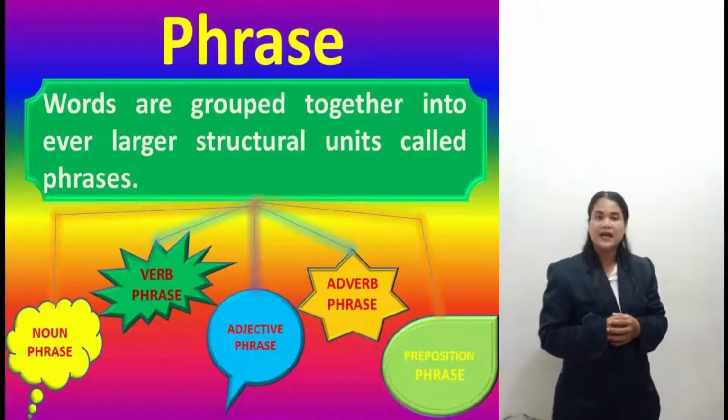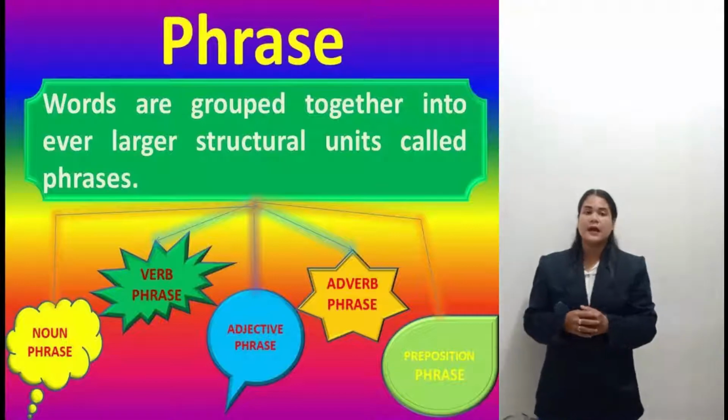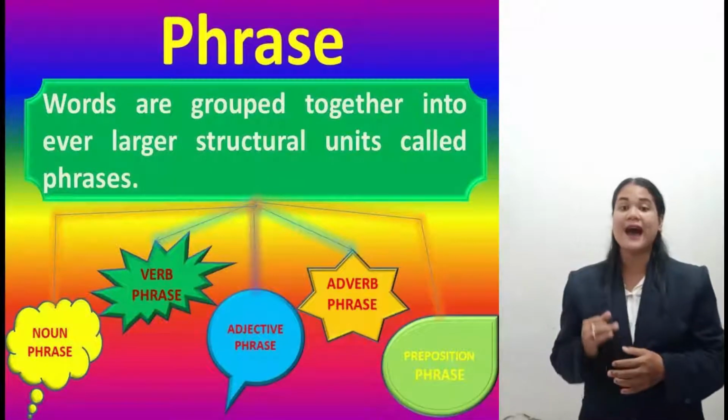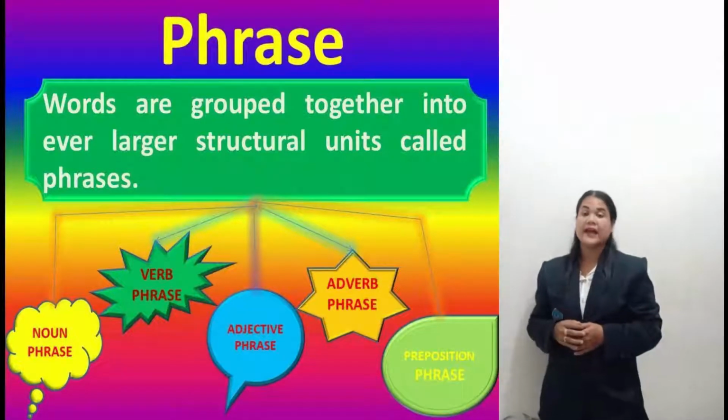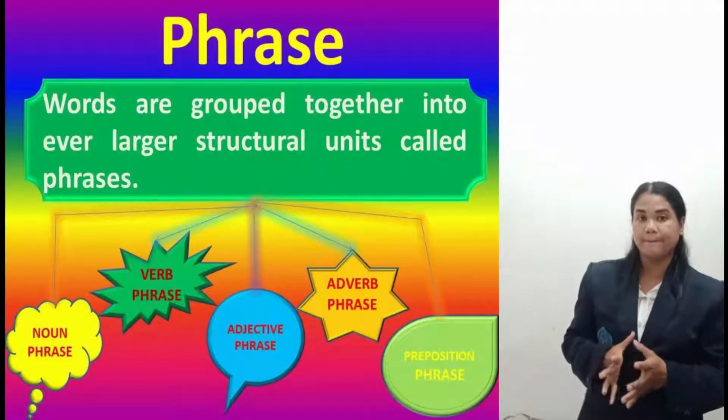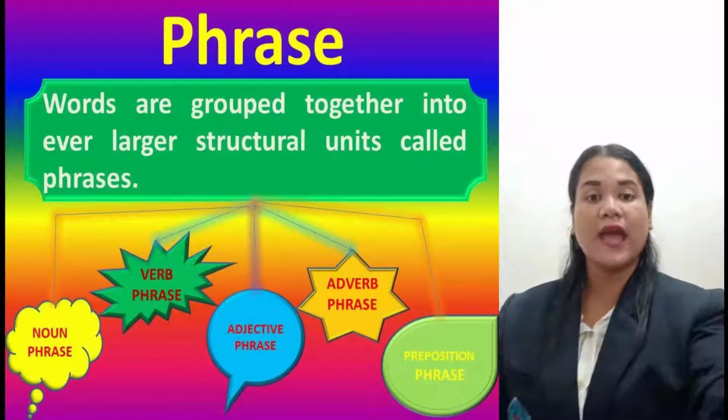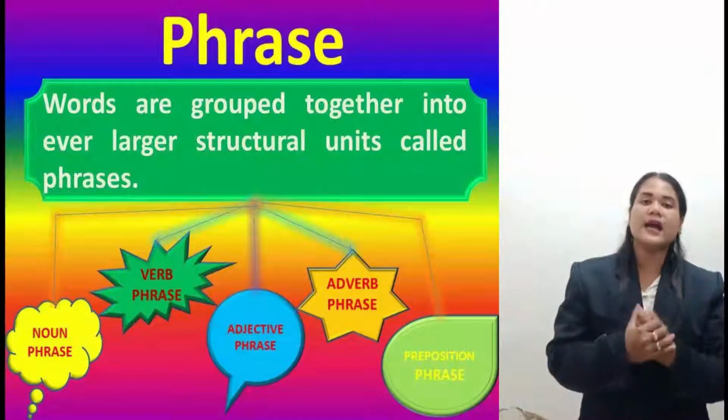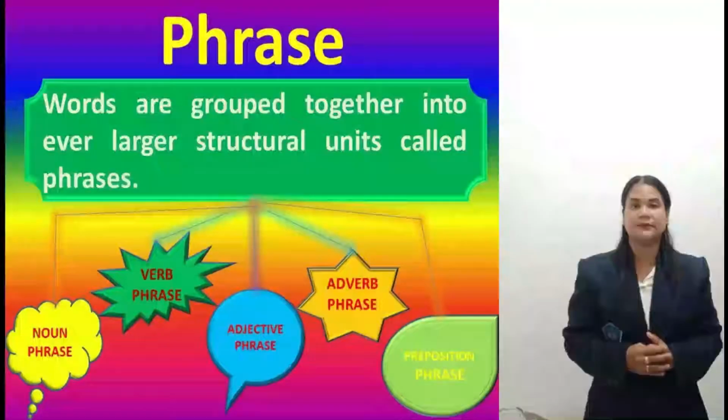For example, he drives carefully. He is a noun, drives is a verb, and carefully is an adverb. That's about adverb phrase. And last, I will explain about preposition phrase.